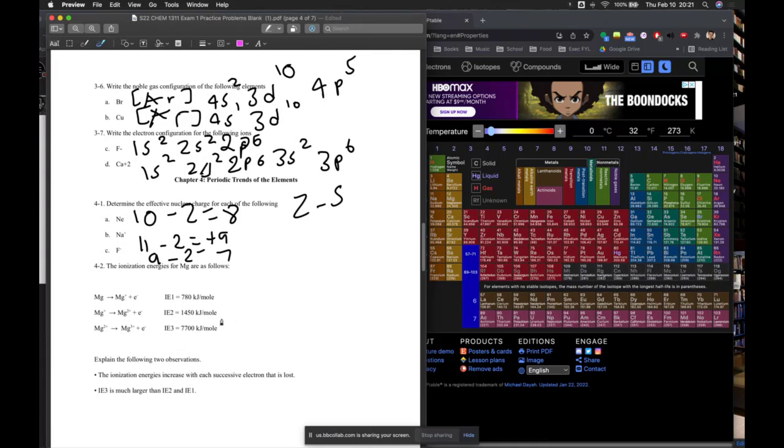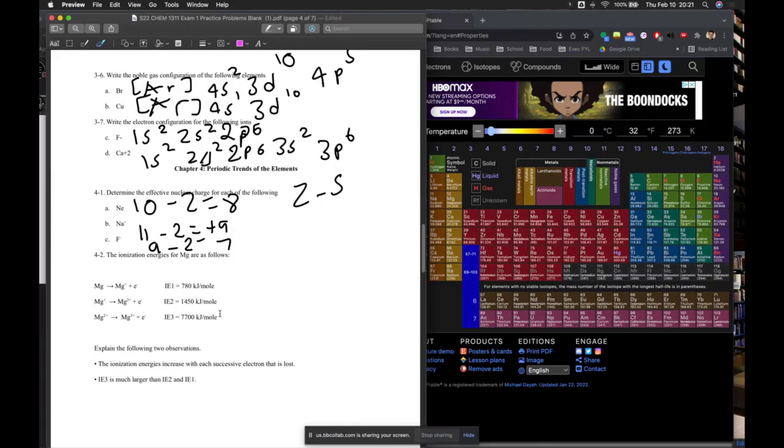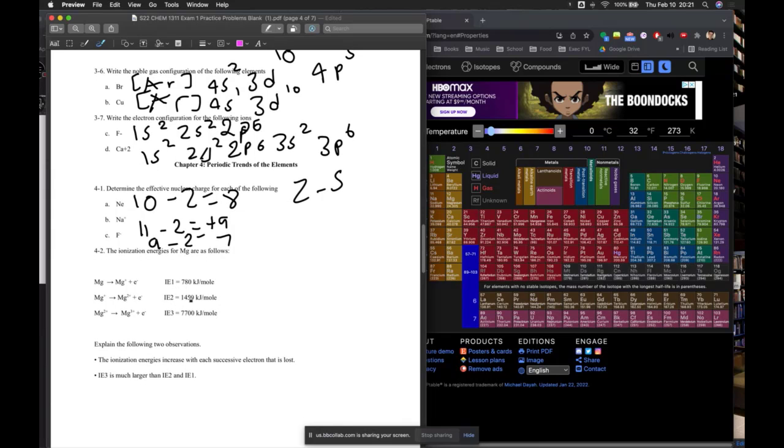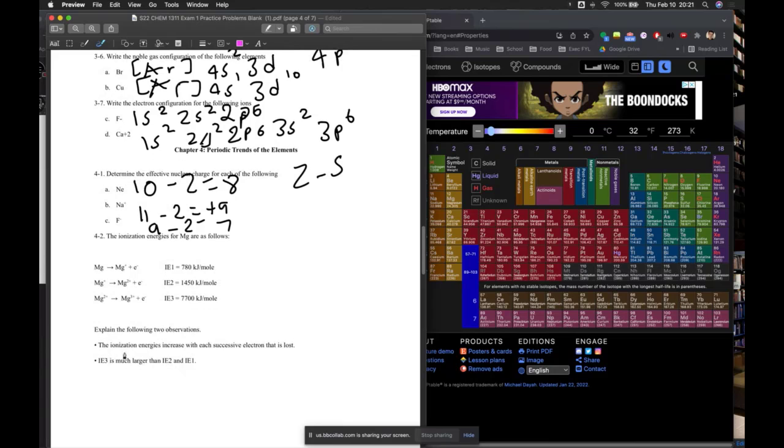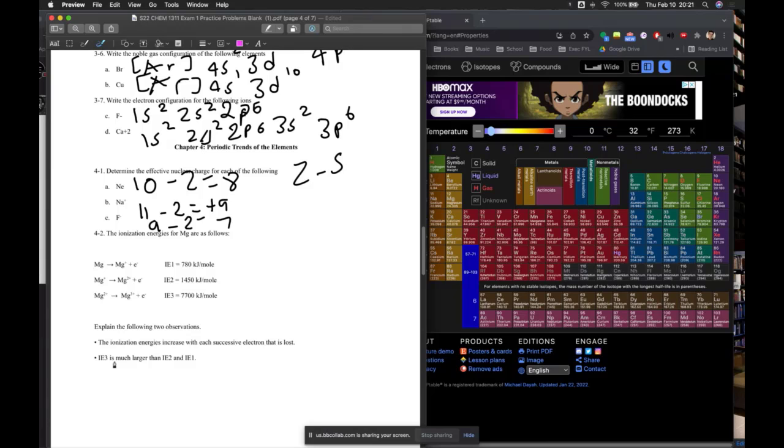The ionization energies for Mg are as follows. Explain the following two observations. The ionization energies increase with each successive electron that is lost, and IE3 is much larger than IE2 and IE1. Let's take a look at the first statement. With each successive electron lost, the nucleus pulls the remaining electrons closer, making it harder to take another one out. So therefore, you need more energy. After ionization 2, you are trying to remove stable core electrons, which the atoms do not want.